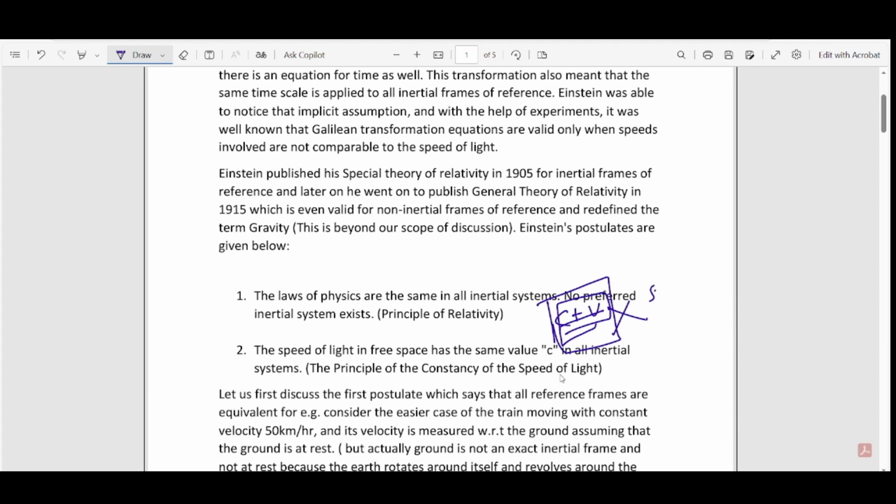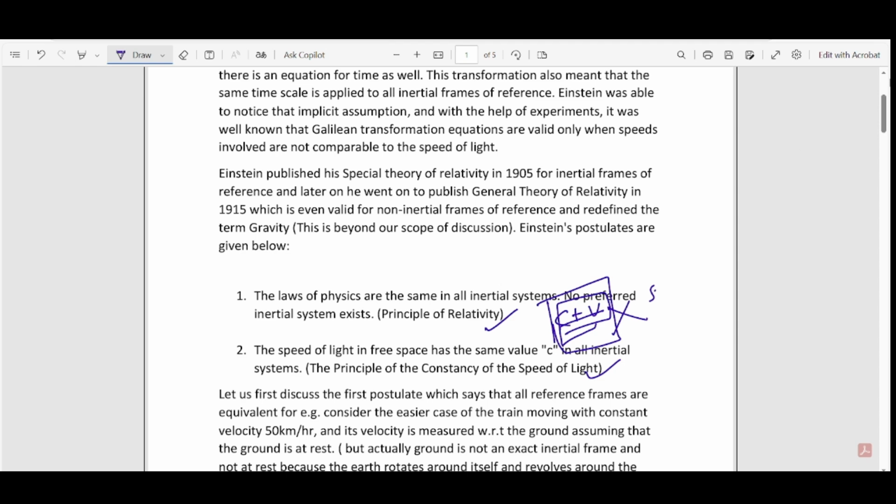Also, one more thing, it states that all reference frames are equivalent. This is the first postulate. There is no preferred reference frame; all frames are equivalent. We can take the example of a train moving with constant velocity v, whose velocity is measured with respect to the ground, assuming that the ground is at rest.